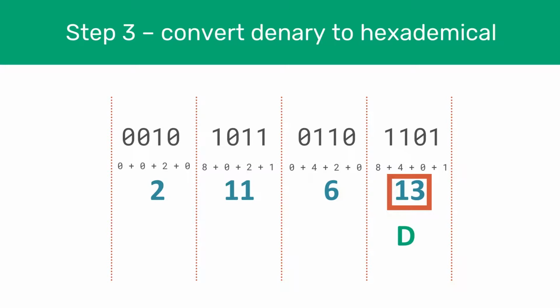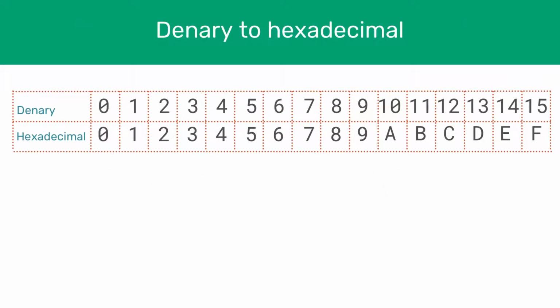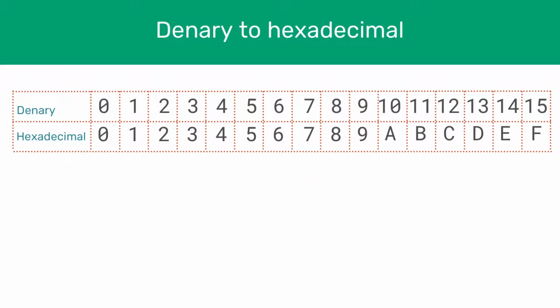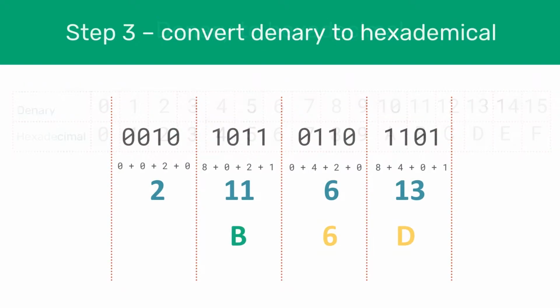All we need to do is the exact same except for the 3 other groups. 6 is next, which should be straightforward. 6 in denary is simply 6 in hexadecimal. That means we can put a 6 in. Next, we're going to deal with 11. 11 in denary corresponds to B in hexadecimal. That means we can go ahead and put B in the 11 column.